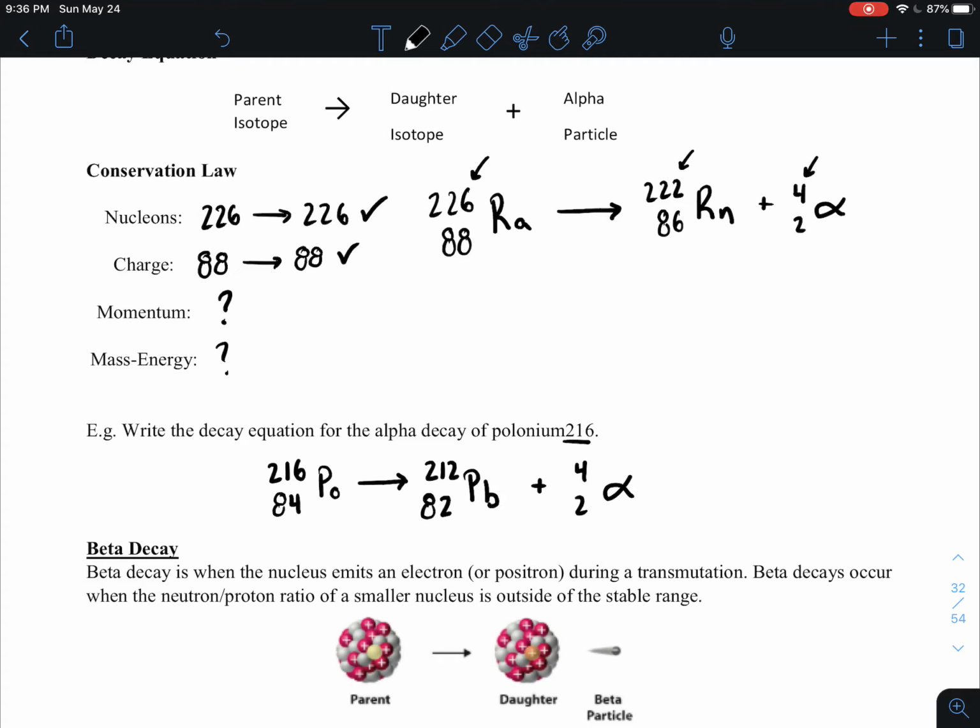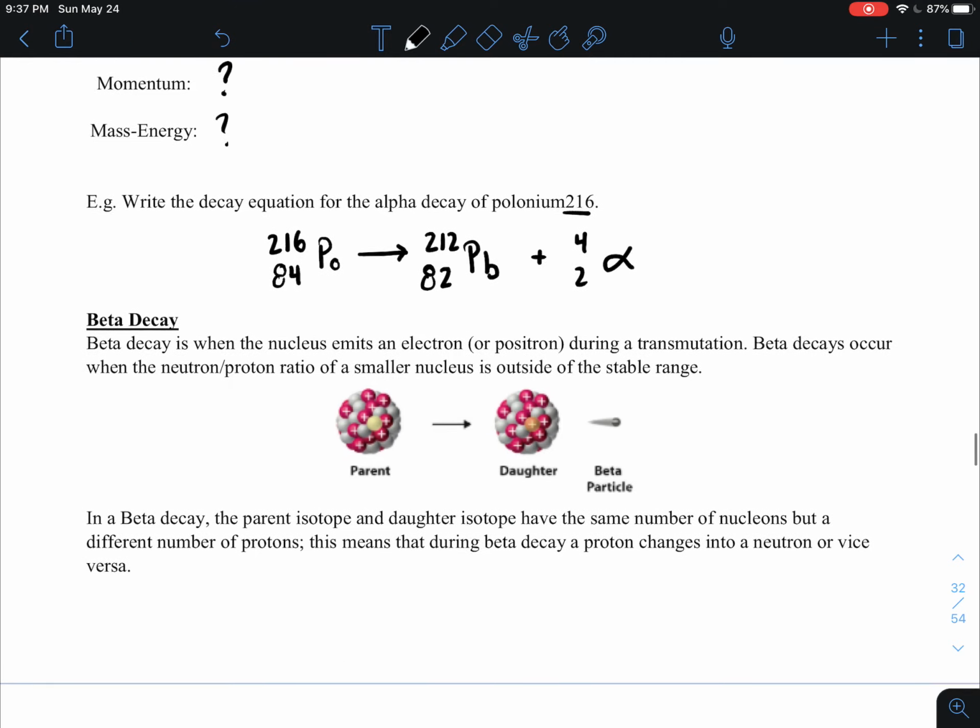All right, so here we have a conservation. We check the number of nucleons, 216. At the end, there's 212 plus 4, 216. And at the bottom, the number of charge or protons, we had 84. And at the bottom, we have 82 plus 2, which is also 84. So that's good. So conservation confirmed.